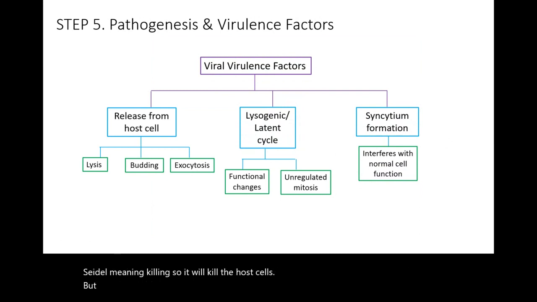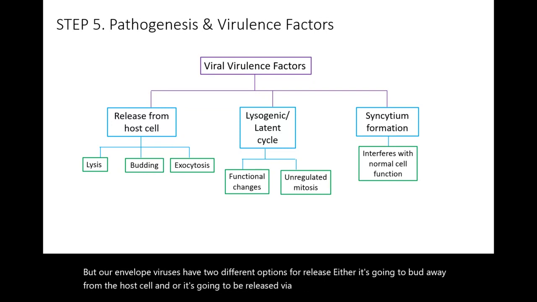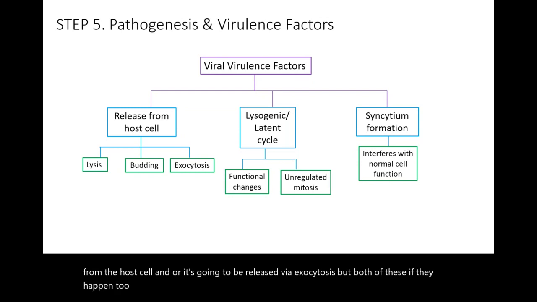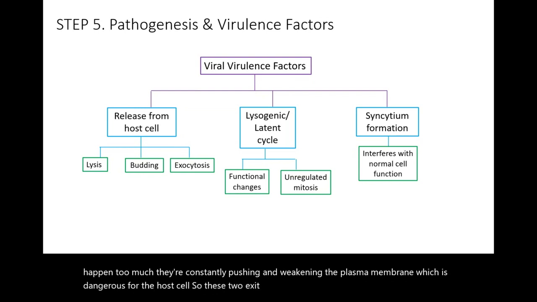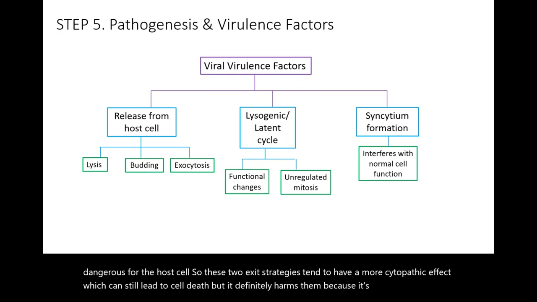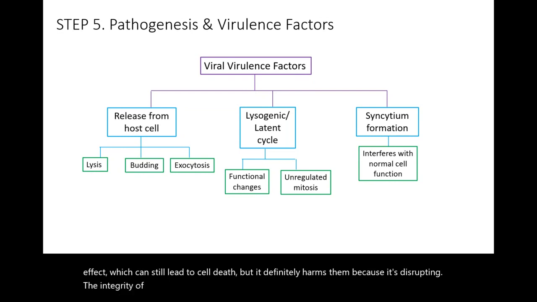But our enveloped viruses have two different options for release. Either it's going to bud away from the host cell, or it's going to be released via exocytosis. But if these happen too much, they're constantly pushing and weakening the plasma membrane, which is dangerous for the host cell. So these two exit strategies tend to have a more cytopathic effect, which can still lead to cell death, but it definitely harms them because it's disrupting the integrity of that plasma membrane.